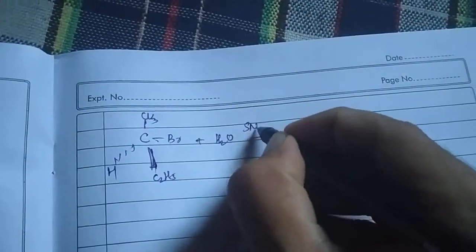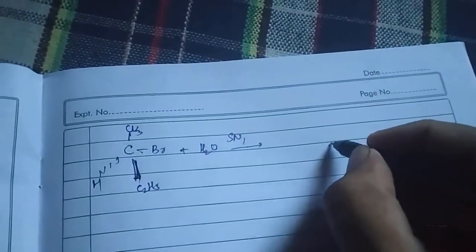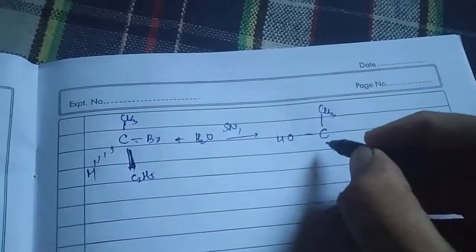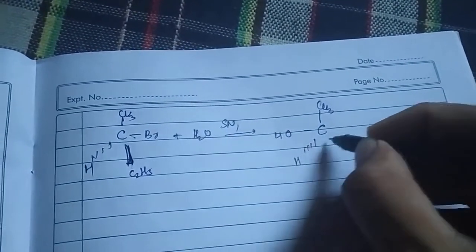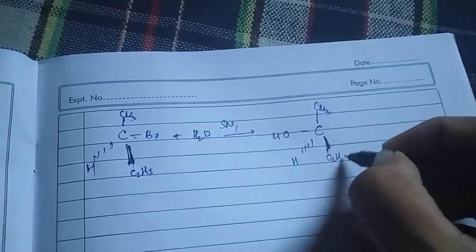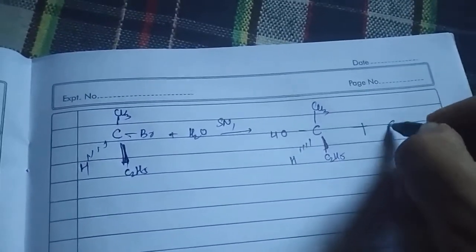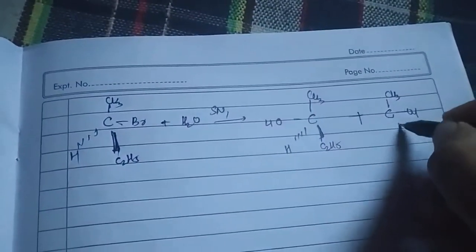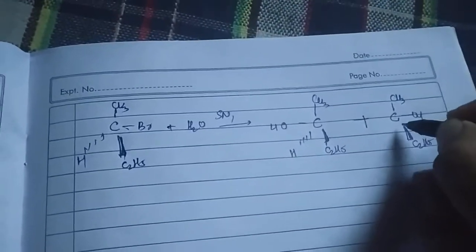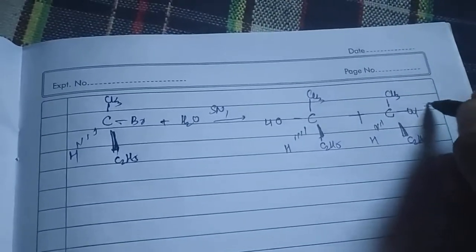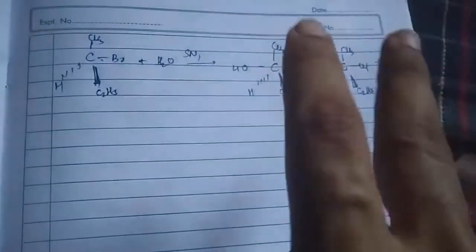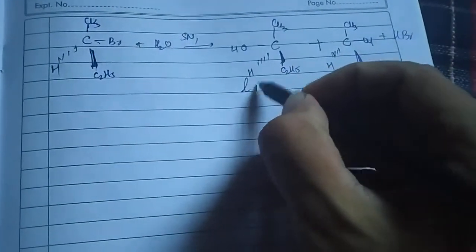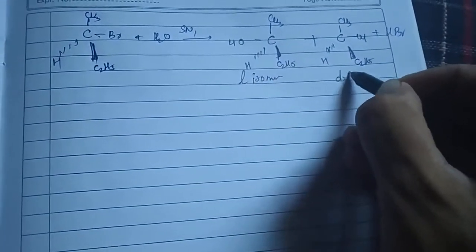This is what I am taking as an SN1 condition. So what I am going to get: CH3, OH, here H and here C2H5, plus one more structure, CH3OH, here C2H5 and here H, plus HBr. So in SN1, I am getting two important products. One will be our L isomer and another will be our D isomer.